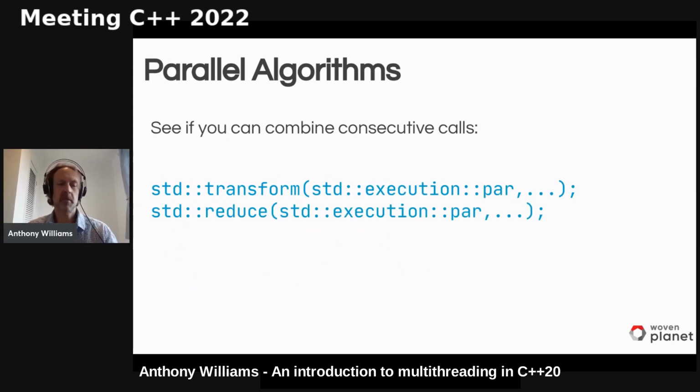Now, we mentioned we're looking at scalability. Perhaps you want to avoid anything that's going to prevent parallelization. If you have consecutive calls to parallel algorithms, then because of the way they are currently specified, they have a serialization point in between. In this case, we have a call to transform, which is parallelized, and that will do its parallel execution, gather all the results, and then finish and return back to the single thread that started it.